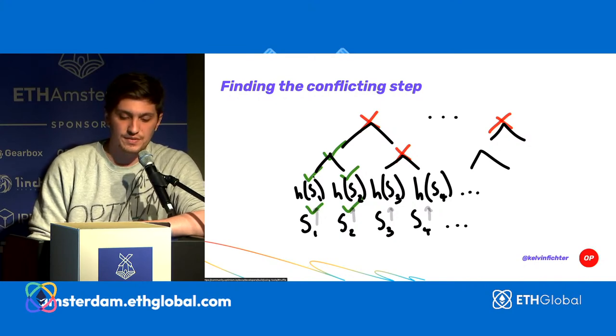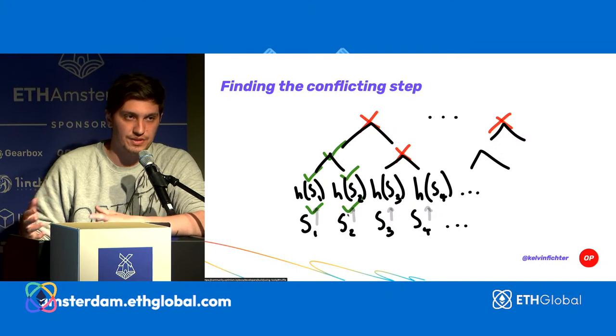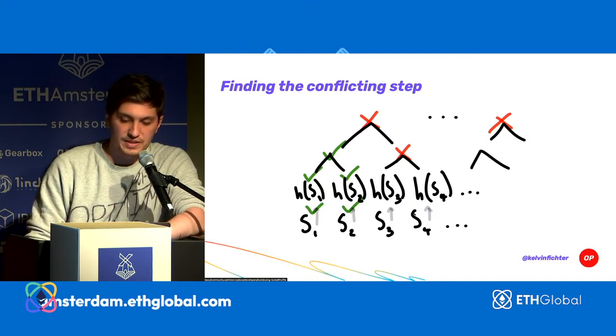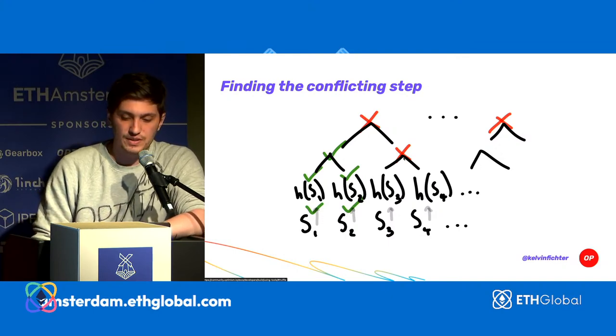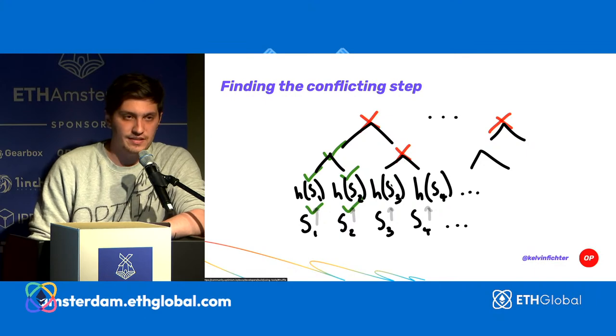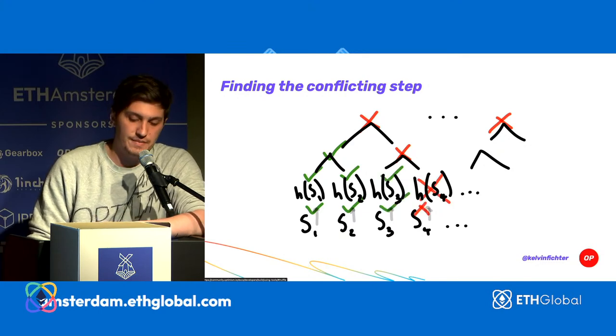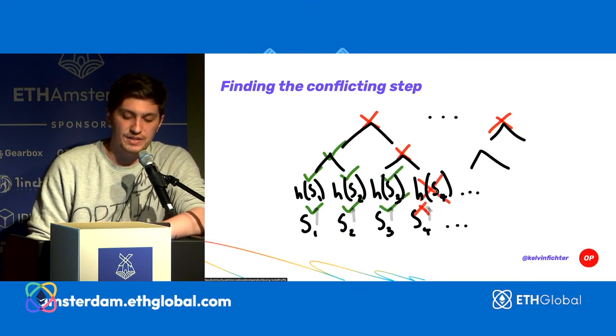If we agree on this root, that means we agree on these two execution steps. We agree here, because we both have the same thing in our Merkle trees that we're comparing. But we disagree here. So now the question is, do we disagree here because this is different, or because this is different, since they're both part of this intermediate node? And maybe, as an example, we disagree because this is different, but we actually agree on the contents of this.